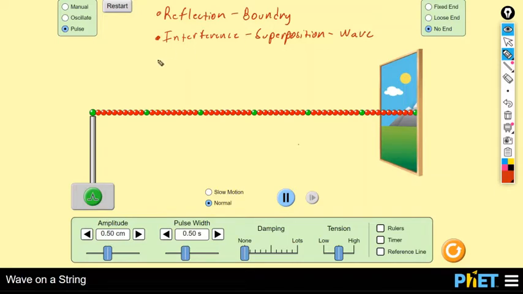And then we're going to look at how these two things can happen at the same time and sometimes produce something called a standing wave or resonance. So those are today's three topics: reflection, interference, and standing waves. How do you get standing waves? Well, you've got to learn about reflection and interference first.